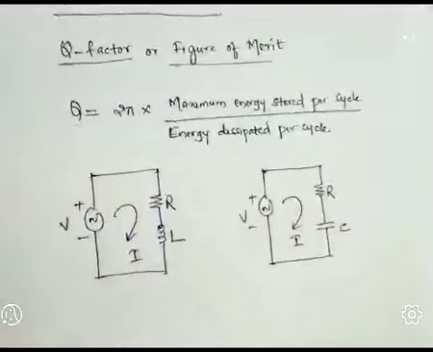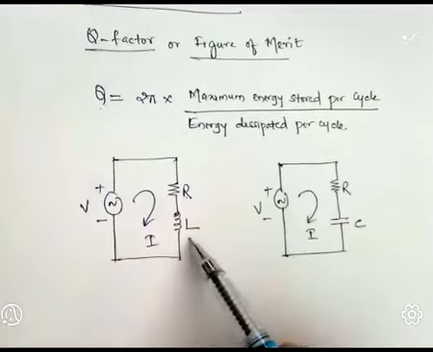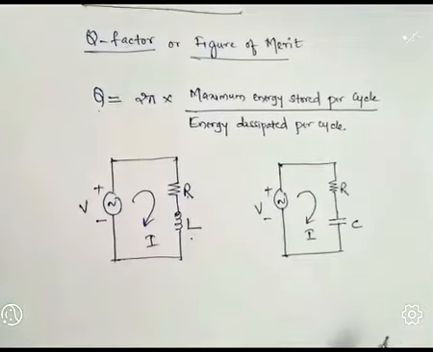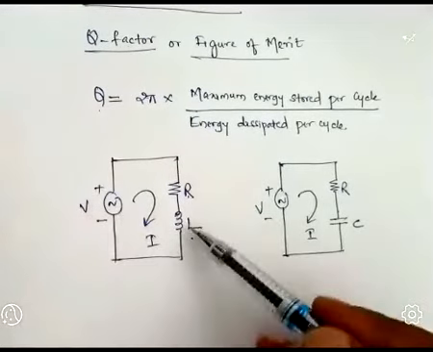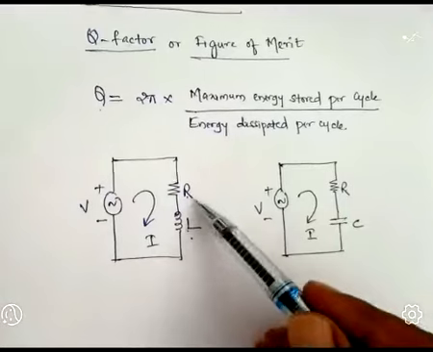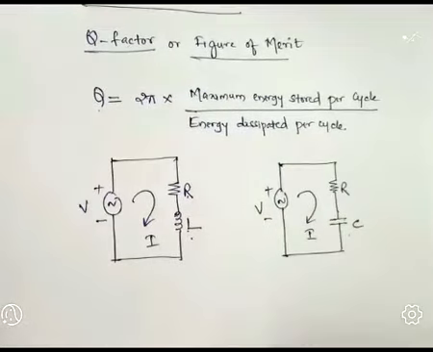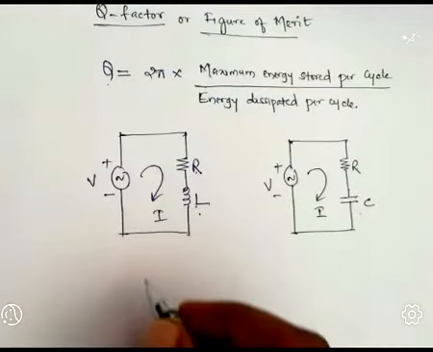So we consider two circuits. First circuit, the resistor in series with inductor. In the second circuit, the resistor in series with capacitor. This is voltage applied to an inductor with leakage resistance in series. Similarly, a capacitor in series with resistor. So let us calculate the maximum energy stored per cycle. Now we are going to calculate the maximum energy stored per cycle as work done.